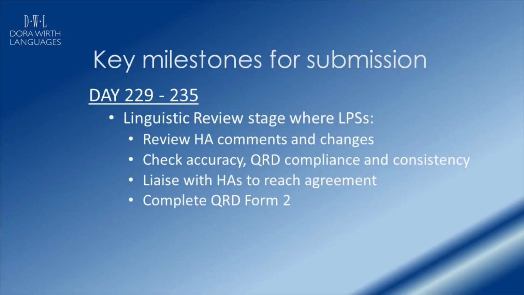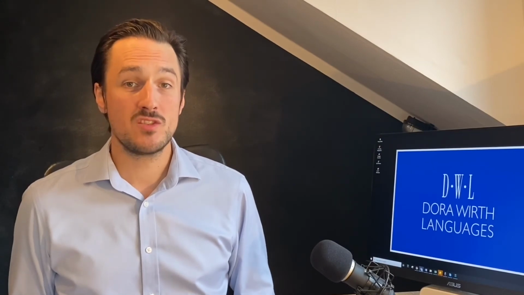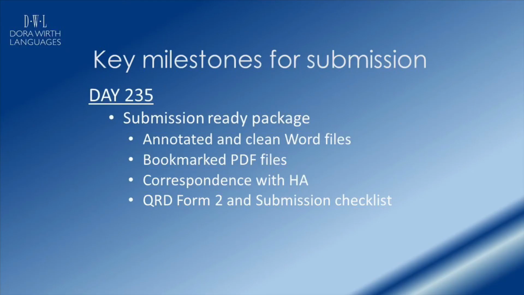The most efficient way to approach this step is to allow your LSP to liaise directly with individual member states to reach agreement. They should then complete all relevant sections of the QRD Form 2. Finally, by day 235, you'll need a submission-ready package of annotated and clean Word files, bookmarked PDFs, QRD Form 2, correspondence with local health authorities, and submission checklist ready for submission to the EMA.